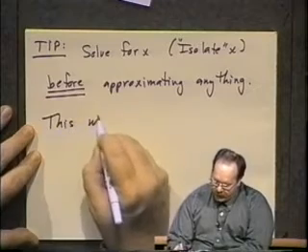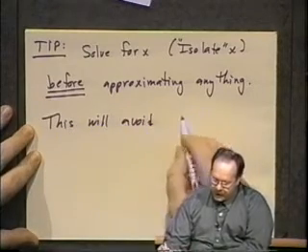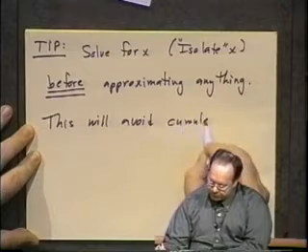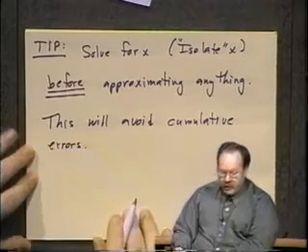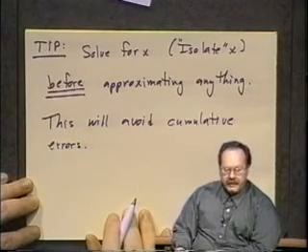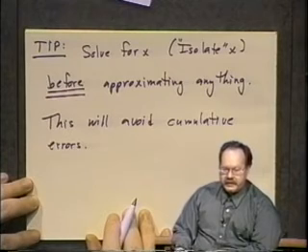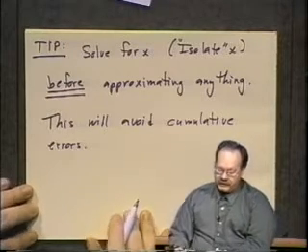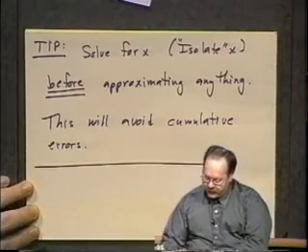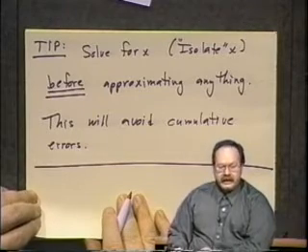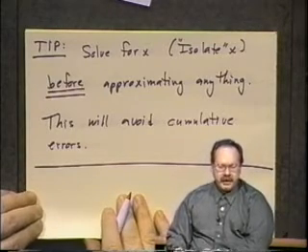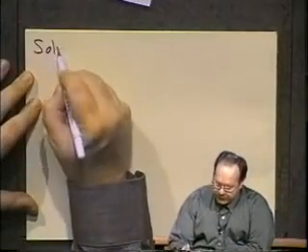This will avoid cumulative errors. Every time you approximate, you enter an error into the problem. If you approximate several times, you've entered several errors. Those errors can accumulate and give you a wrong answer. So the moral is solve for x entirely algebraically, and then and only then, once in every given problem, substitute it in your calculator and try to find an approximation. So let me show how that would work in this case.